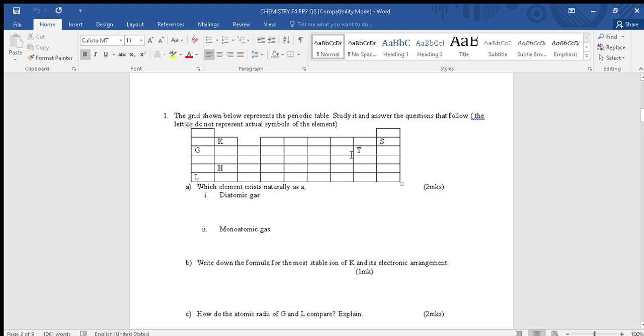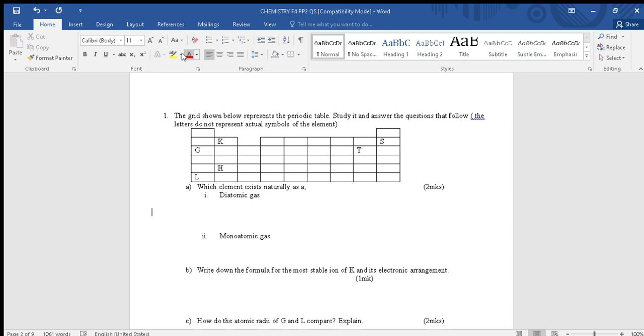Now, when you deal with the periodic table, there is one thing you must know. You have to study this table very well so that you know that the groups must be written in Roman numbers and the periods must be written as the number itself, for example, period 3. Just write 3 in full. But for groups, they have to be written in Roman numbers.